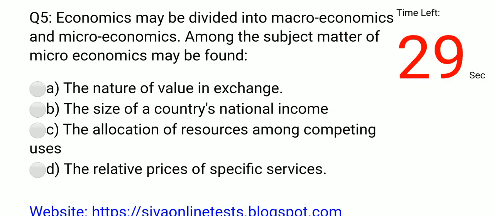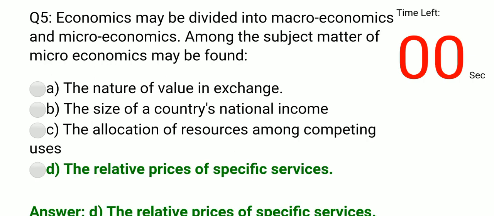Question 5. Economics may be divided into macroeconomics and microeconomics. Among the subject matter of microeconomics may be found. Options. A. The nature of value in exchange. B. The size of a country's national income. C. The allocation of resources among competing uses. D. The relative prices of specific services. Answer. D. The relative prices of specific services.